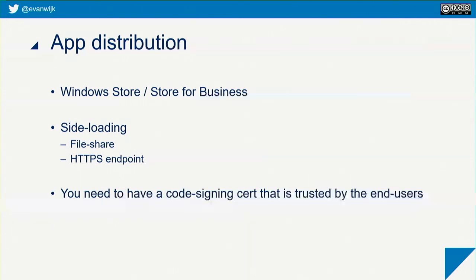The one thing is, if you start side loading, you have to sign this package. And of course, if you do that with the Windows Store, then there's a certificate, and the trust that the user needs to have for this certificate is a Microsoft certificate. If you side load, you create your own code signing certificate. And then you must ask your end users to trust that certificate. So this is a bit cumbersome.